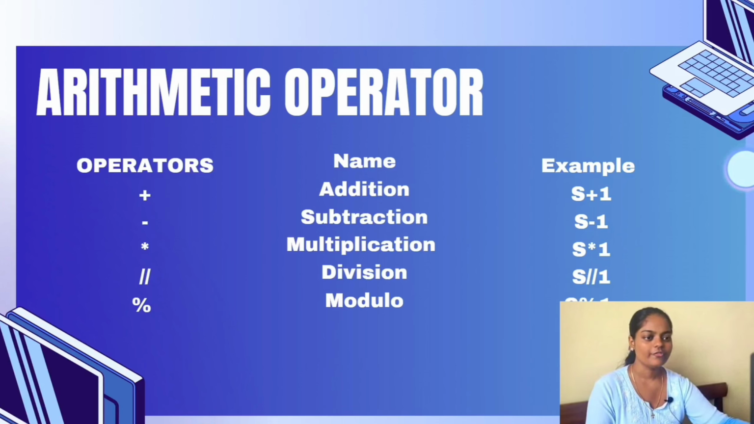Arithmetic operators. The first is arithmetic operators. Arithmetic operators are used to perform common basic mathematical operations. The addition operator is used to combine two values, and the subtraction operator is used to subtract one value from another. The third one is the multiplication operator, which is used to multiply values. The fourth one is division, which is used to divide values. And the last one is modulo, which is used to find the remainder of a division.